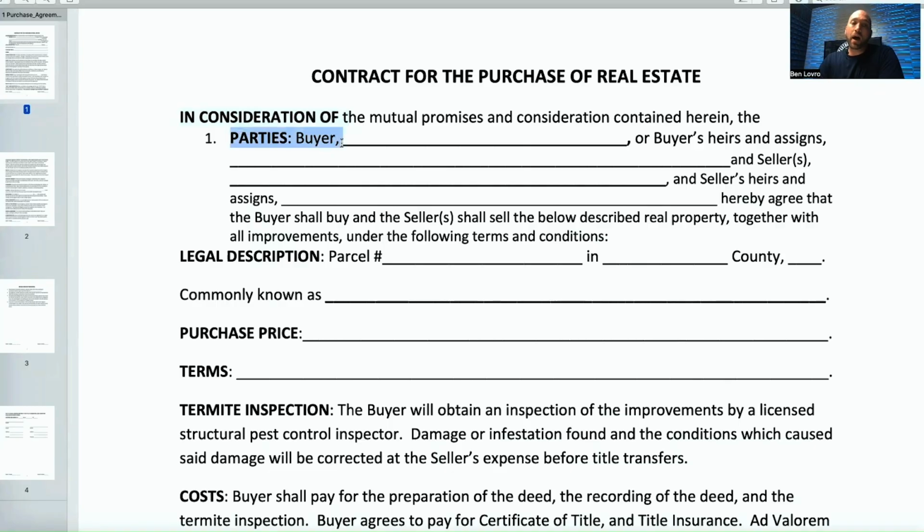Number one, parties. The buyer, that would be you, you're purchasing the real estate directly from the seller. Buyer, your company, LLC, or buyer's heirs and assigns. Now, we usually just leave this part blank. If you wanted to put your mailing address, you can do so. The next line, and sellers, is where we would put the seller's name. If it's a husband and wife, we include both names here. If the seller is a company, of course, we include the LLC. And seller's heirs and assigns means that, basically, if the sellers were to pass or anything else, their heirs would assume the terms inside of this agreement.